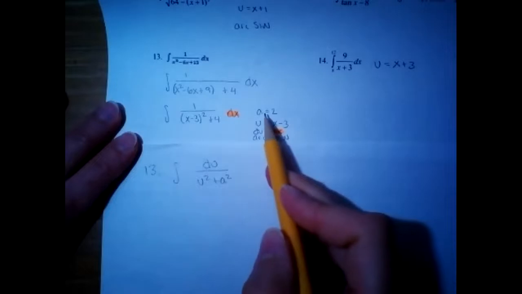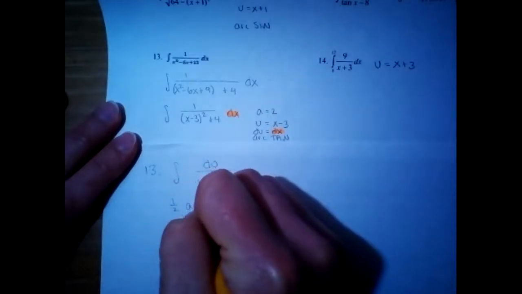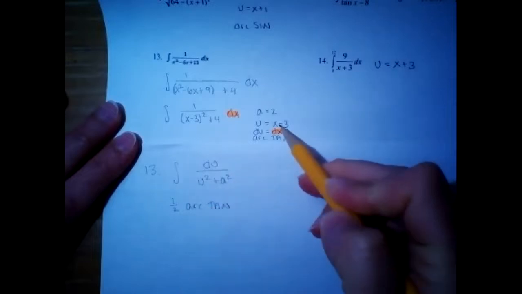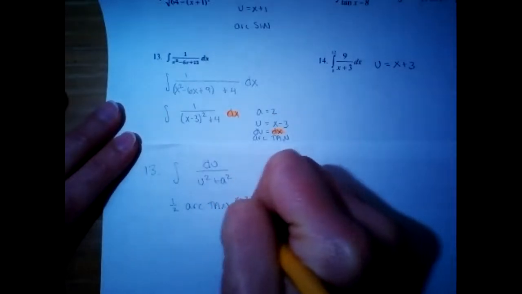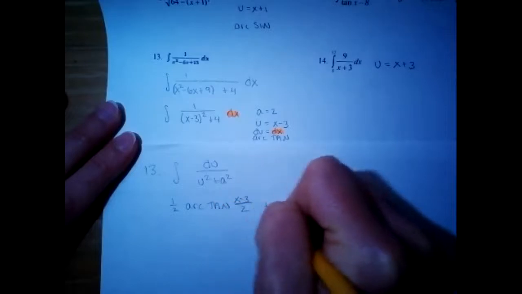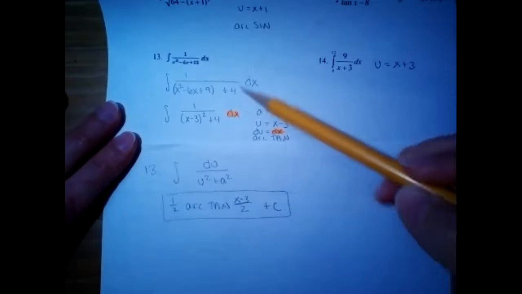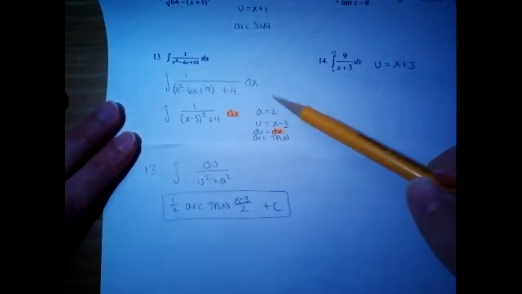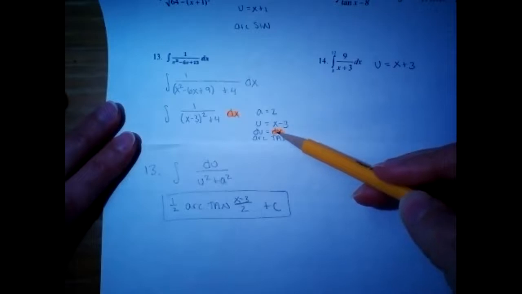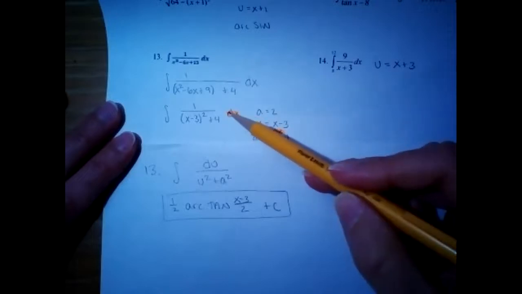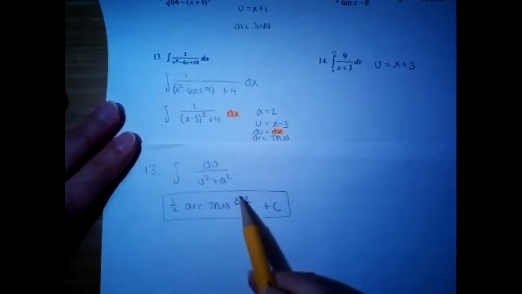And arctangent has 1 over a in front of it. So we're going to have 1/2 arctangent, and then it's u over a, so x minus 3 over 2, and then plus c. So again, to recap that one, we completed the square, and then it was an arctangent pattern. A was 2, u was x minus 3. That derivative is just 1 dx, so that's the only thing that got highlighted. And it's 1 over a arctangent u over a plus c.